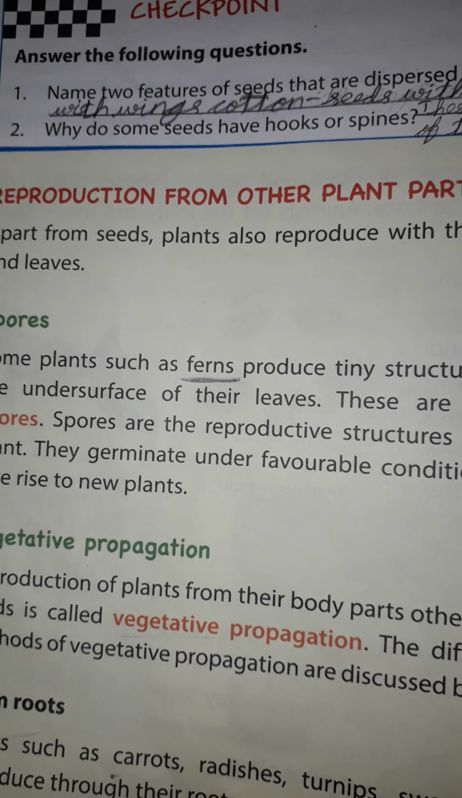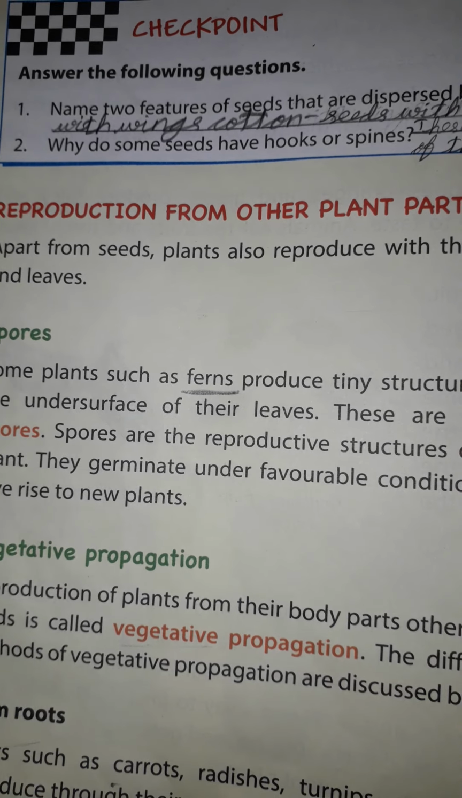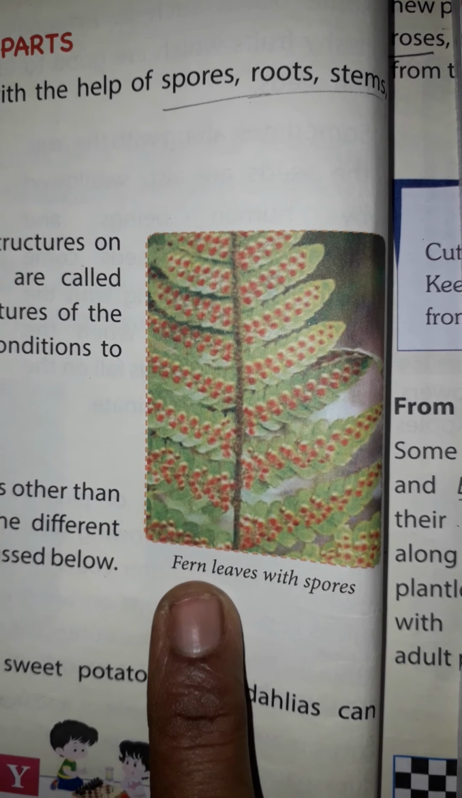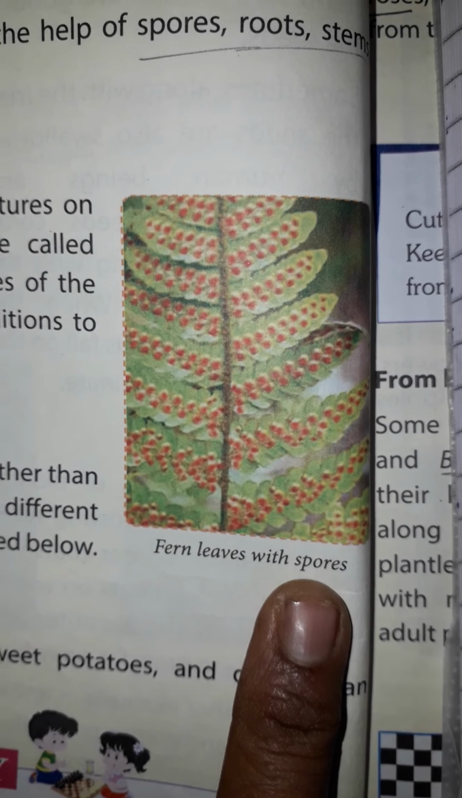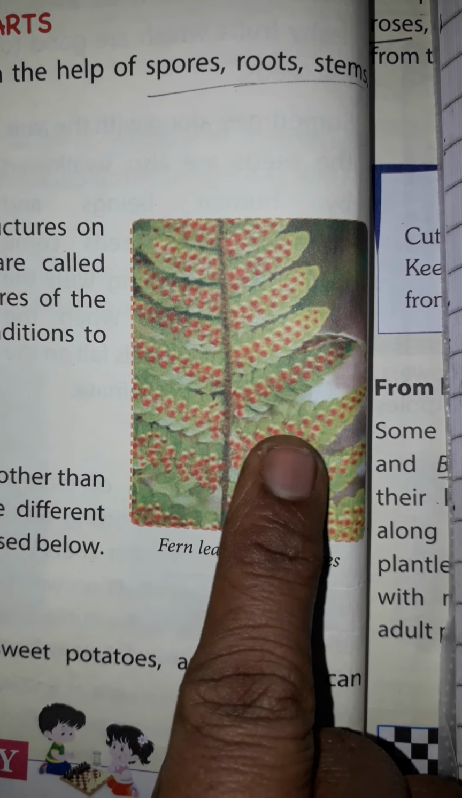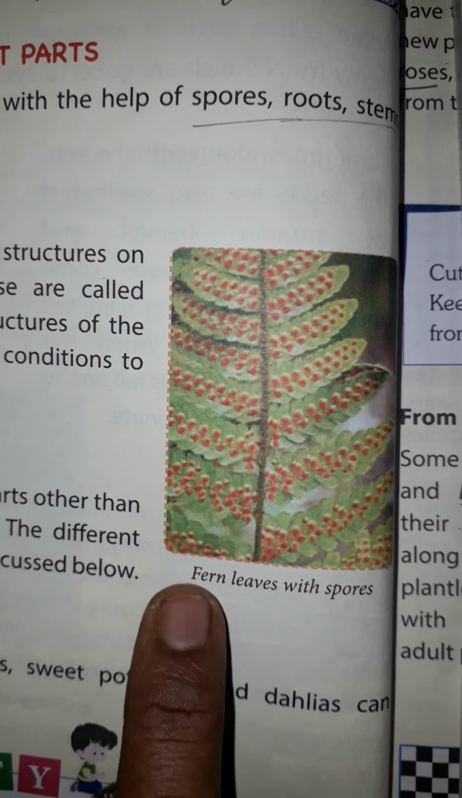Some plants such as ferns and mushrooms grow from their spores. See the picture. This is a fern leaf with spores. Which plant is this? Ferns. See the red colored dots. What is this? This is called spores.